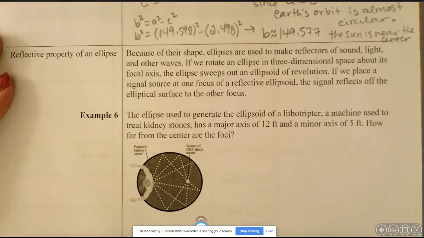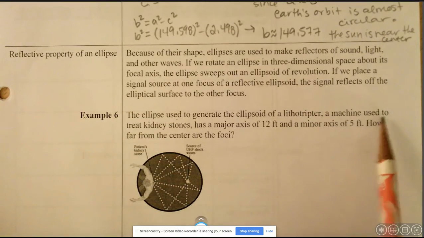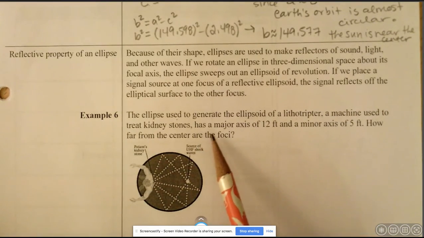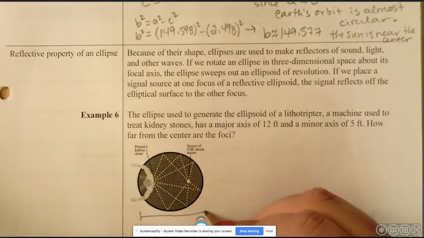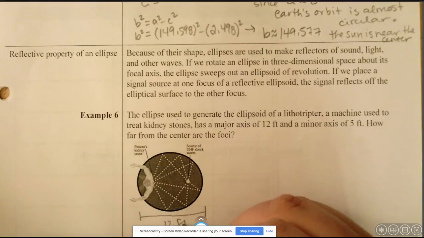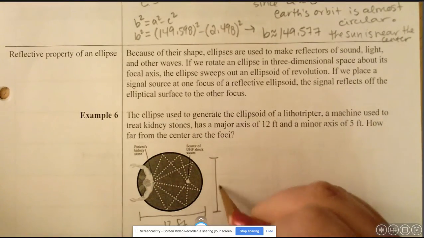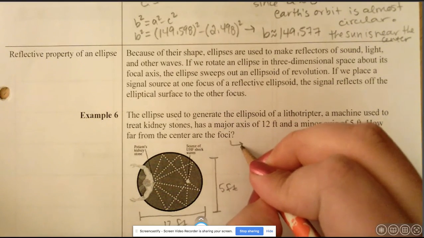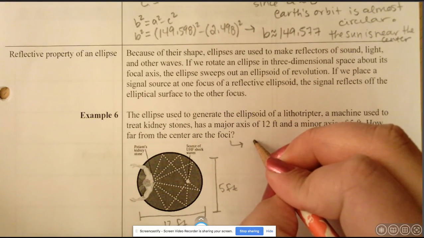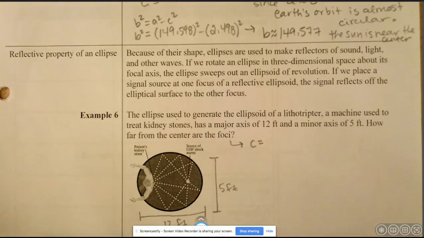So, example 6. The ellipse used to generate the ellipsoid of the lithotripter, a machine used to treat kidney stones, has a major axis of 12 feet. Major axis is the long one, is 12 feet. And a minor axis, that's the shorter one, of 5 feet. How far from the center are the foci? Well, this question is actually asking for the value of C, the distance from the center to the focus.